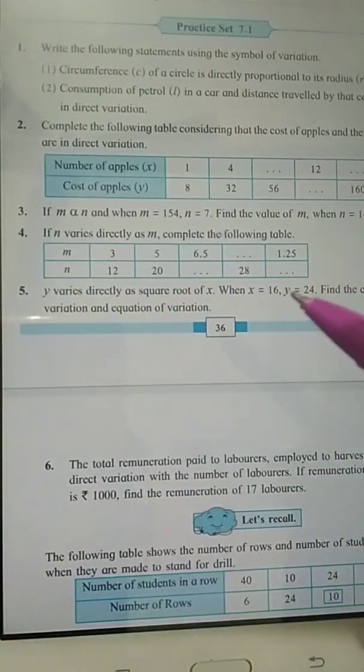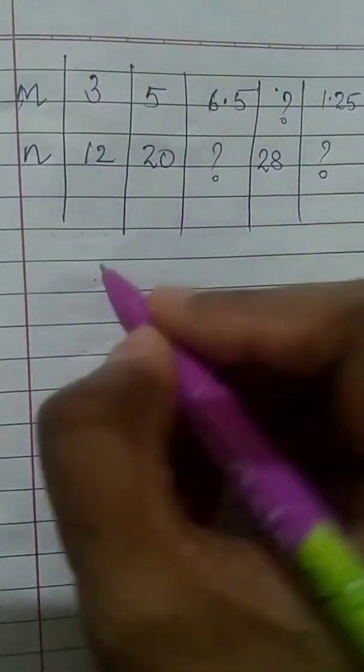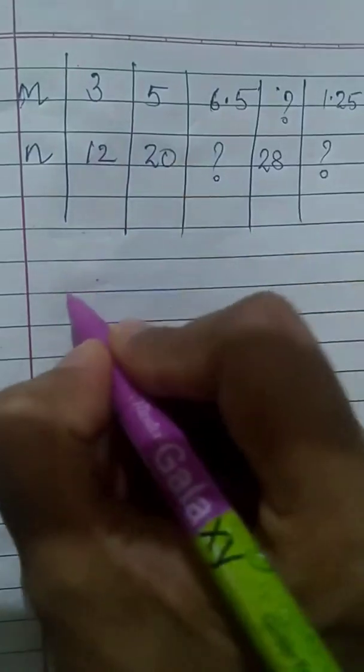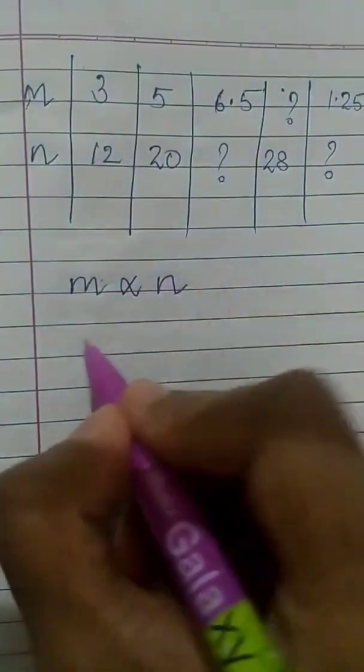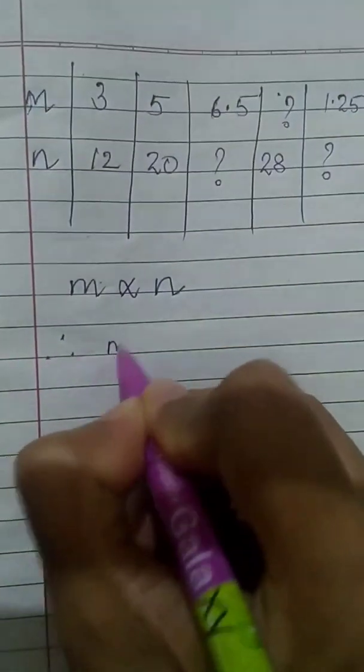Okay, so I have copied the table. Now let me solve. m varies directly to n. I'll write it this way. m varies directly to n. So therefore, if it is direct, I will divide.